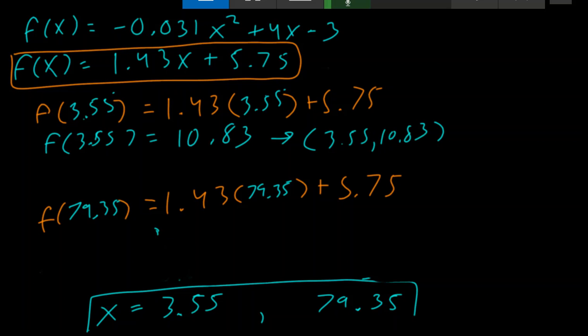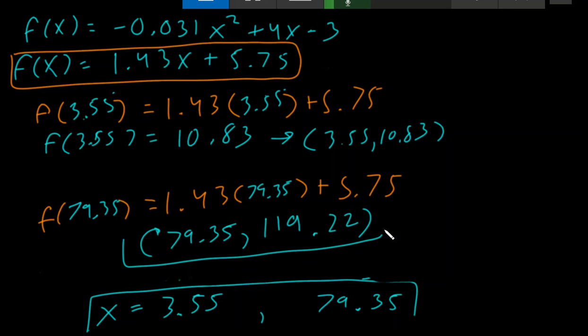In fact, let's just skip to the end. We'll say, hey, 79.35 comma, and I can do 1.43 times 79.35 plus 5.75, and what do we get here? We get 119.22. Okay, and these are our two solutions.